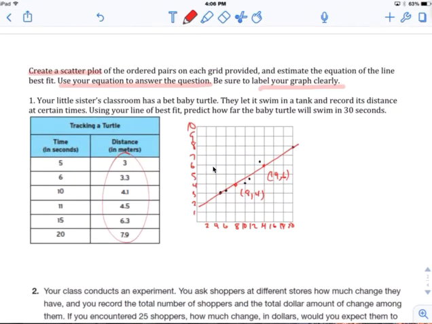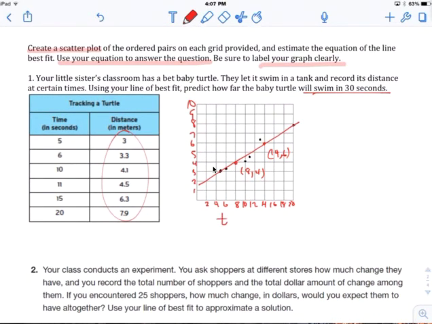Your little sister's classroom has a baby turtle. They let it swim in a tank and record its distance at a certain time. Using your line of best fit, predict how far the turtle will swim in 30 seconds. Oh, 30 seconds. Okay, this is time in seconds. Need to label it. That's x. So we know that 30 seconds is x. And then distance is y, in meters.